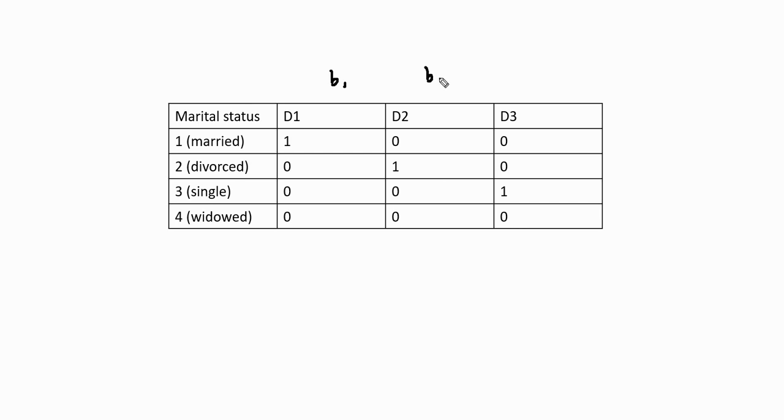The slope for D2 is going to represent the difference in means between persons who are divorced and widowed. And then the third slope associated with D3 is going to represent the comparison of means between the single group and the widowed group.